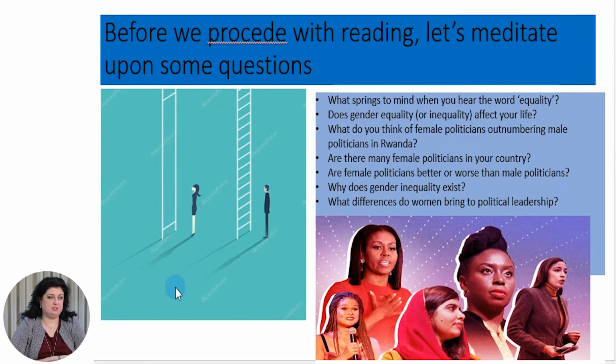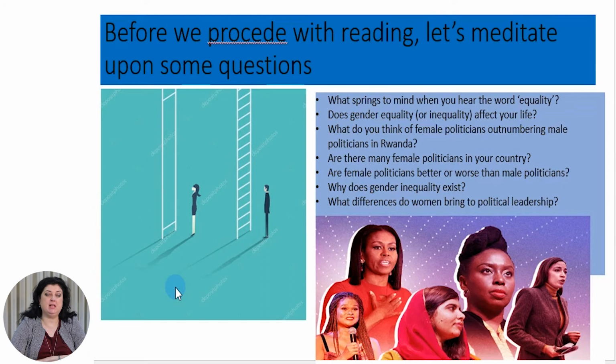Think about these questions. What springs to mind when you hear the word equality? Equal rights, equal positions, jobs. Does gender equality or inequality affect your life? Have you had such experience? Maybe you know some examples from history. What do you think of female politicians outnumbering male politicians in Rwanda? Think a little bit about the text.